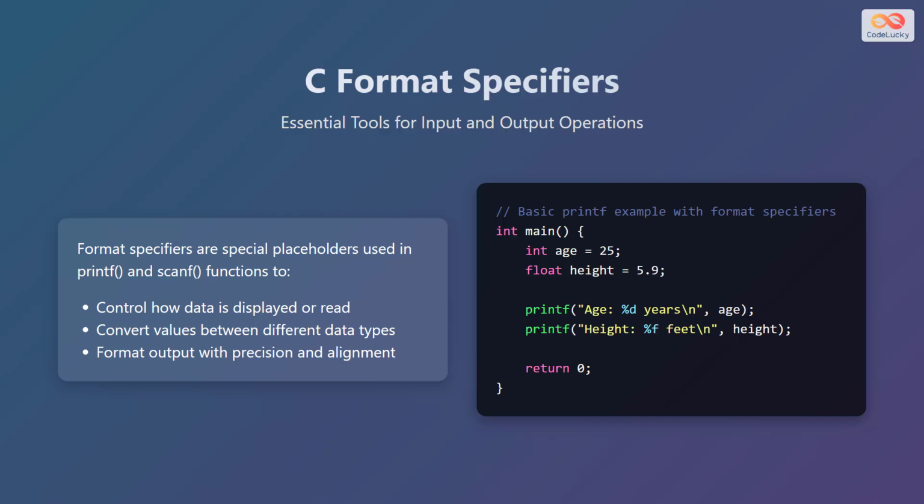Let's look at a basic printf example with format specifiers. Here we have an integer variable age set to 25, and a float variable height set to 5.9. Using printf, we can display these values with the format specifiers, %d for the integer age, and %f for the float height.